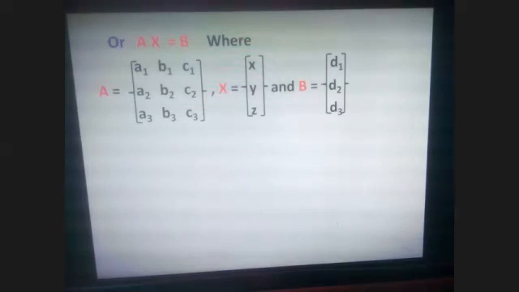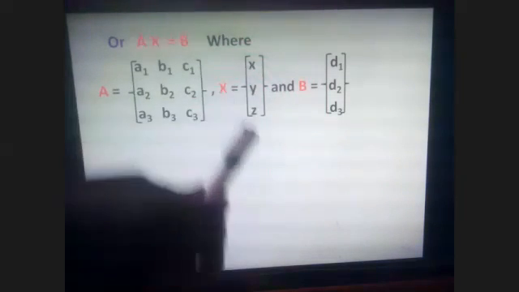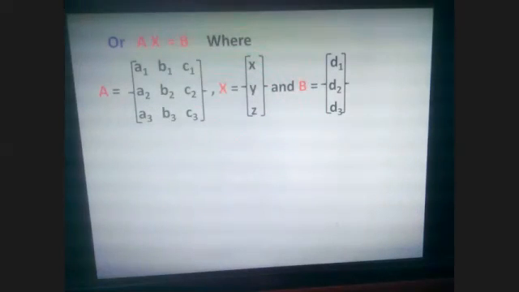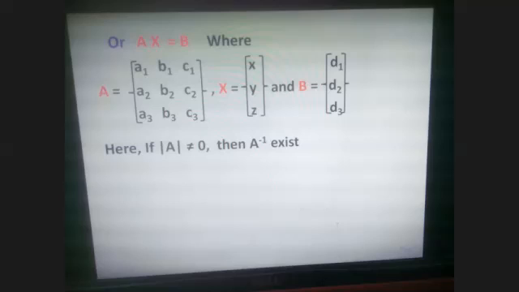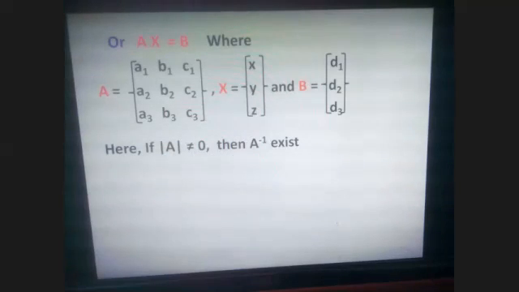So we are representing the given system of equations as a matrix equation in the form AX equal to B, where A is directly taken from the coefficients, X is the column of variables, naturally x, y, z, B is the constants that are on the right side, that is D1, D2, D3. Well, first we find determinant A not equal to 0. When determinant A is not equal to 0, then A inverse exists. We'll discuss what happens if determinant A equal to 0.